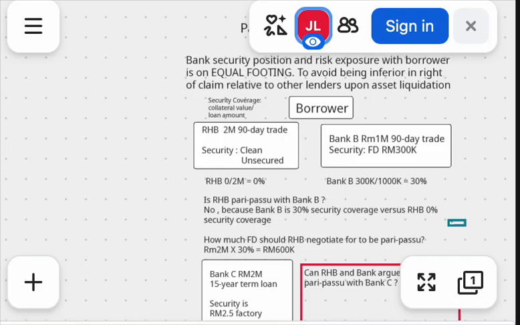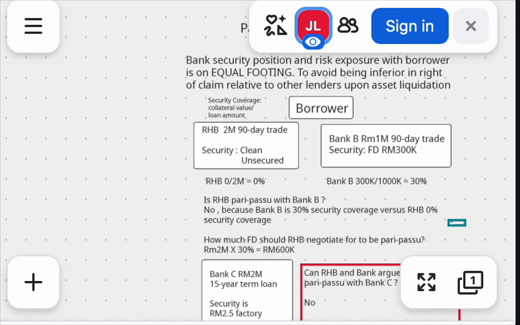I'll put it to you another way. In general, Amal, which is higher risk? Short-term debt or long-term debt? Long-term debt. Right. So Bank C is taking higher risk, correct? Yes. And that is why.